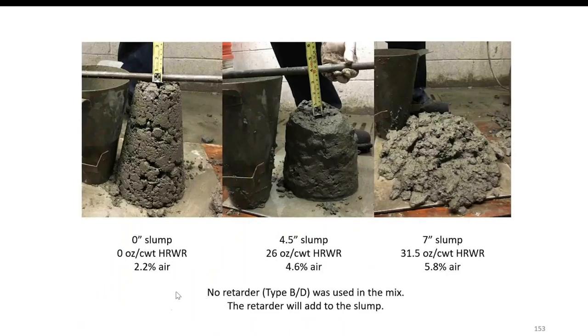So they trial batched it. And I said, okay, I want you to trial batch it with no admixture. Why? Because I want to see how much slump I have with just water. They did that. That's what it looked like. Not much. And I said, okay, add your typical amount of high range water reducer. They did that. They got about a 4.5-inch slump. So they added just a dash more, just a little bit more. They got a 7-inch slump. That's what they're happy with.